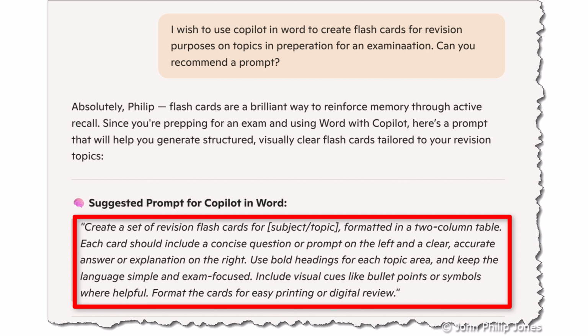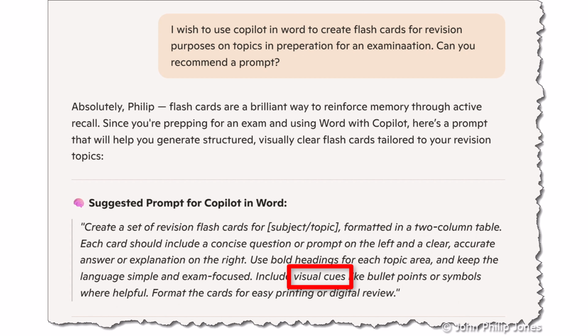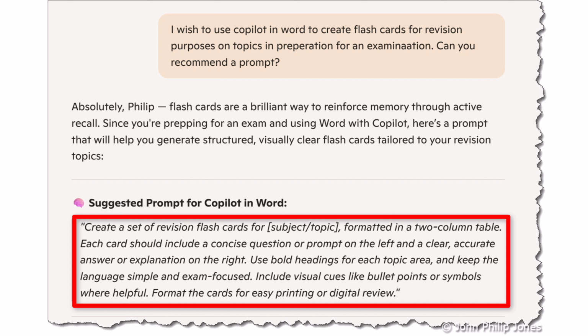But I think I might edit it because I didn't like some of the visual cues it gave me. I didn't see the point of them, to be honest, when I looked at what it produced. So I would keep this as a prompt because I would use it for other flashcards on other topics, but I would edit it to get rid of those visual cues.